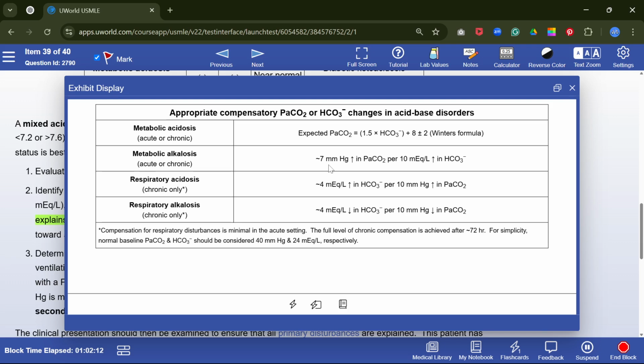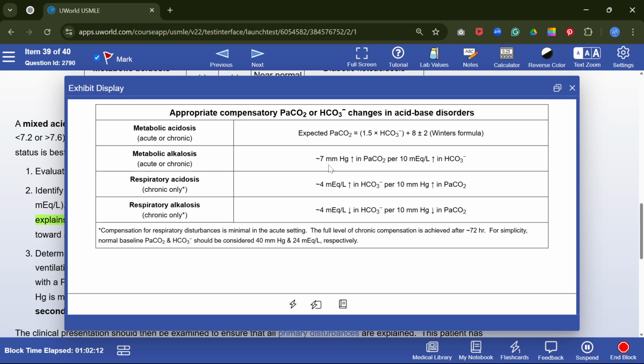In metabolic alkalosis, a 7 millimeter of mercury increase in PaCO2 occurs per 10 increase in bicarbonate. So in alkalosis, pH is high, so PaCO2 will be high and bicarbonate will be high. So 7 for 10.